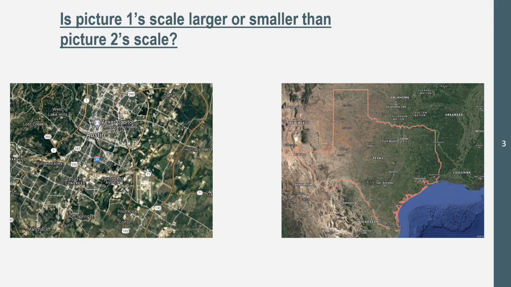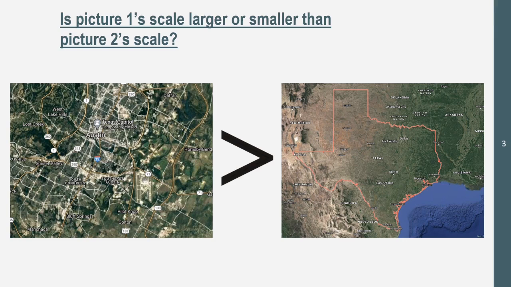Now, is picture 1's scale larger than picture 2's scale? Take a second to think about this. Alright, so picture 1 has a larger scale. Why? Because we're seeing larger amounts of information. We see the roads. We see Interstate 35. We see more information about Austin, which is temporarily closed. We see buildings. We see terrain, buildings, infrastructure, and a mix of things.